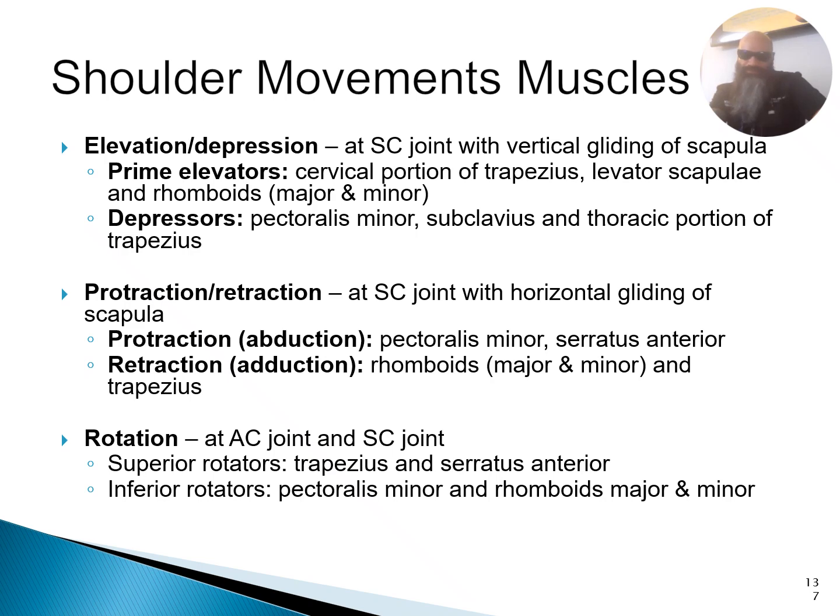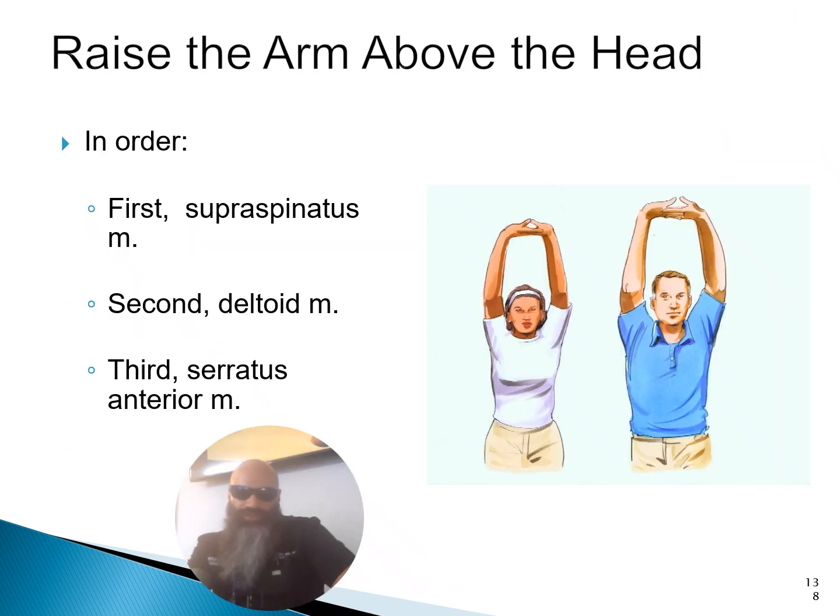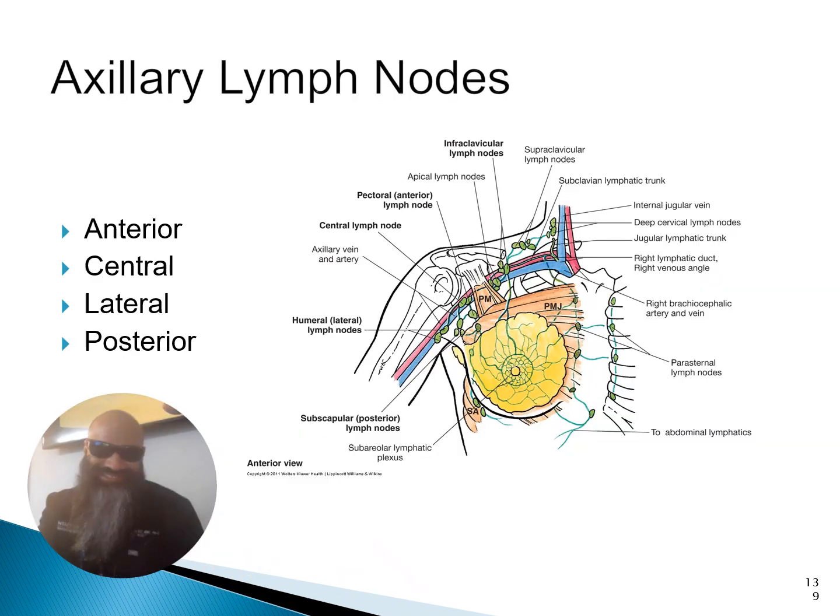Okay, sounds good. So raise your arms above your head. Everyone do it. Raise your arms above your head. Get a good stretch. All right, so the first one is your supraspinatus, second is your deltoid, third is your serratus anterior. Okay, so that's what's happening there. So that last part you're stretching is your serratus anterior. Okay. All right, that will make sense. Okay. All right.